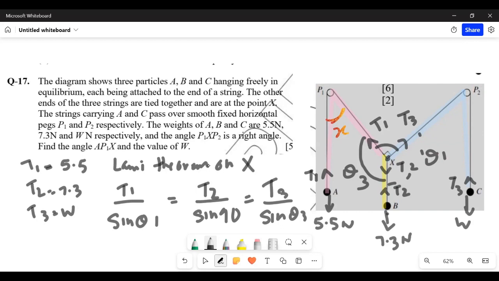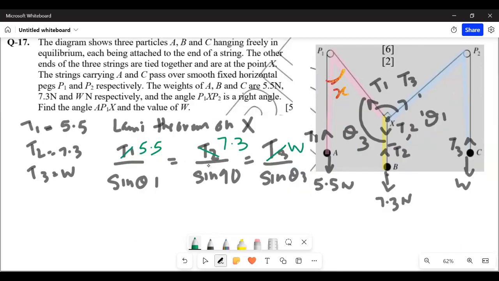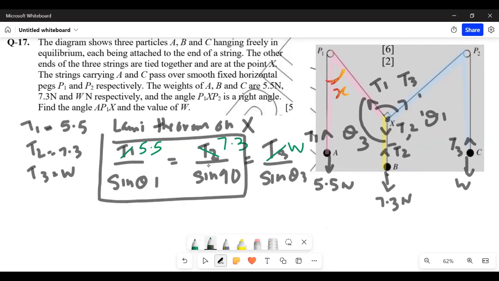ओके जी. अच्छा, अब T1 की वैल्यू हमें पता है 5.5. So I am writing 5.5 over here. T2 की वैल्यू हमें पता है 7.3 और T3 की वैल्यू हमें पता है W. Okay. So now I can use the first two equations, these two, and get θ1. θ1 निकाल के फिर उसको 360 से माइनस करके आ जाएगा.